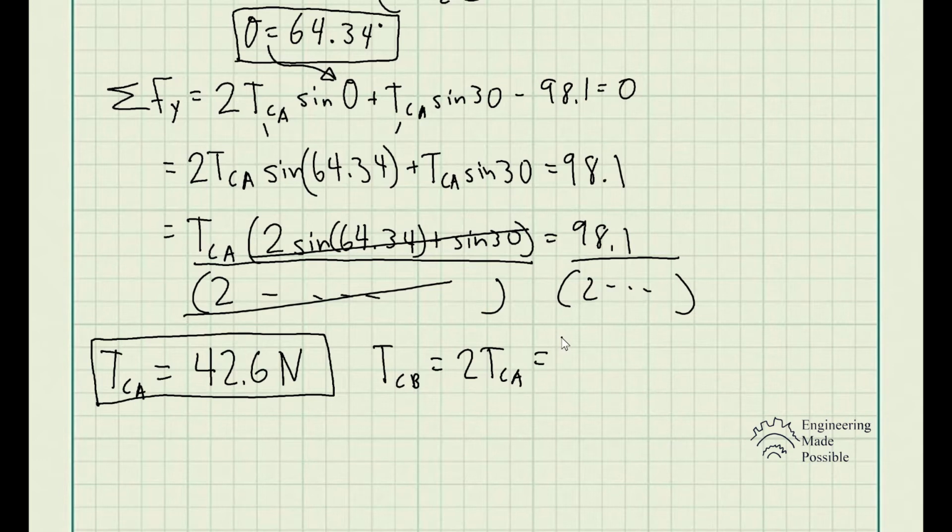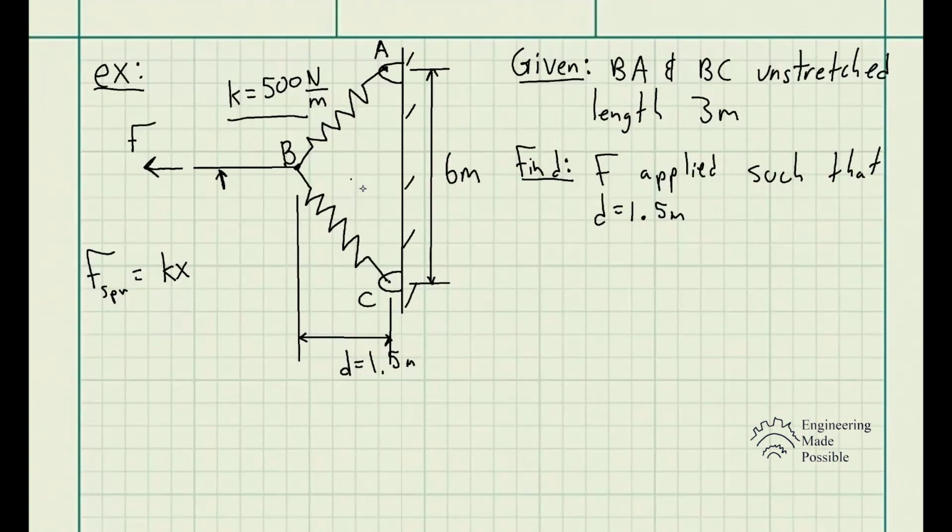So there's the first example. This is how, using the static equilibrium sum of forces in the x and y being equal to 0, and doing your free body diagrams, you solve in this case for the tensions in the cables. And these are your answers. You have the angle 64.34, and you have the tension in cable CA being 42.6, and the tension in cable CB being 85.2. So let's go ahead and do another example here.